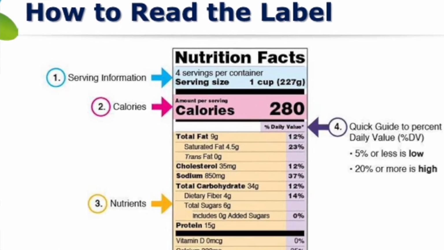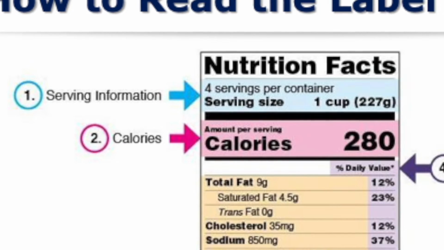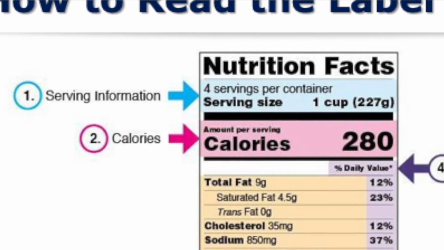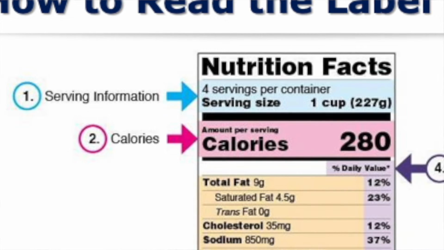The first thing you should always look at is the serving size. At the top of the nutrition facts label, you'll have how many servings that product has and what the serving size is. For example, this particular product has 4 servings per container, and one serving size is 1 cup. So if you were to eat the entire product, you're actually consuming 4 cups.